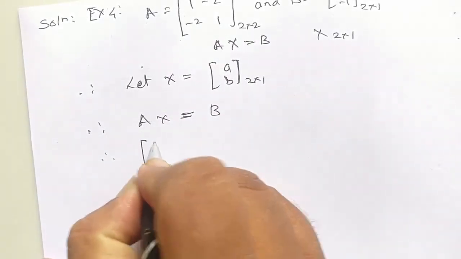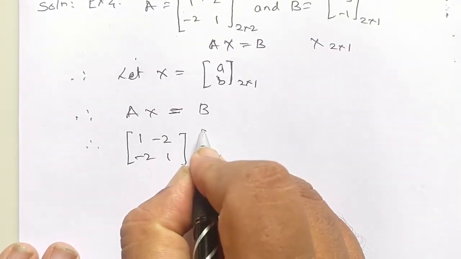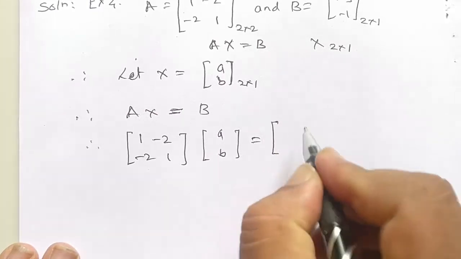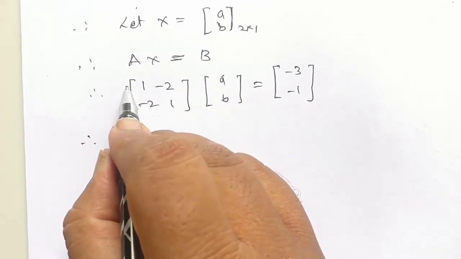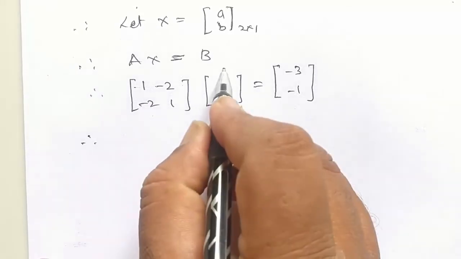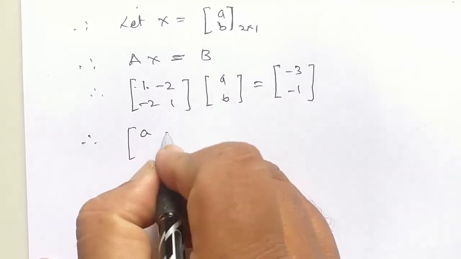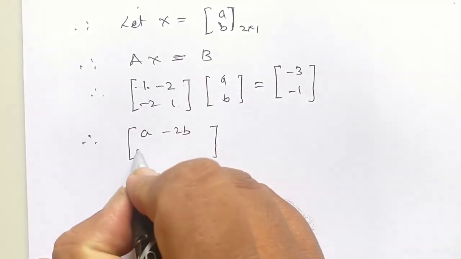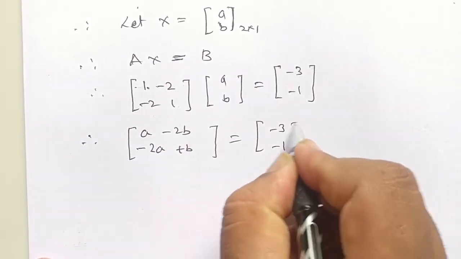Therefore, A is given matrix 1 minus 2, minus 2 1, X is a matrix A B and B is a matrix minus 3 minus 1. Therefore, matrix multiplication, we take first row first column, then second row first column. 1 into A, minus 2 into B, minus 2B. This is the first element. Now second row first column, minus twice A plus B is equal to minus 3 minus 1.